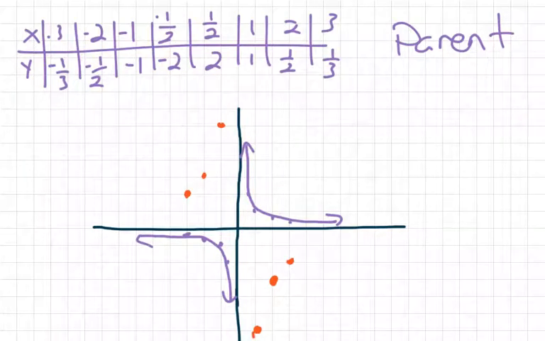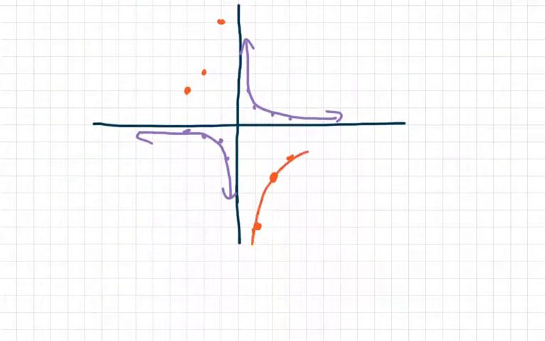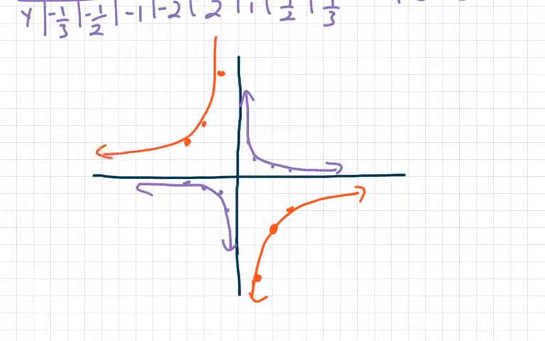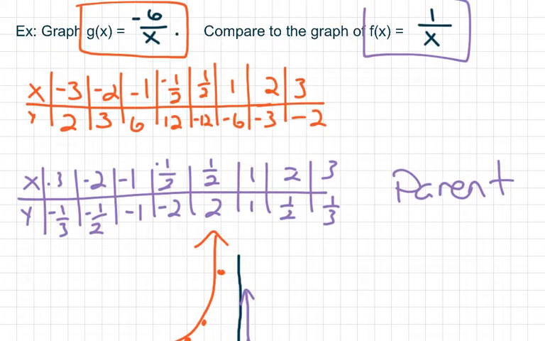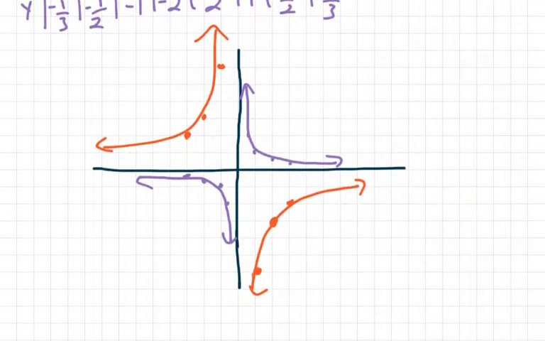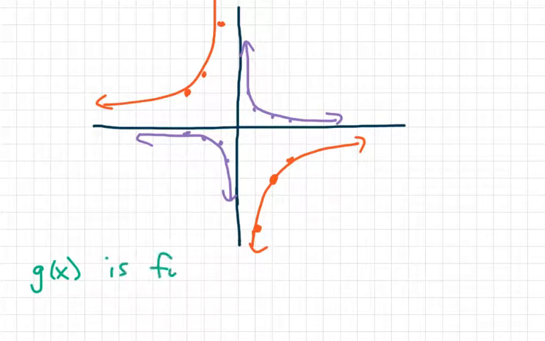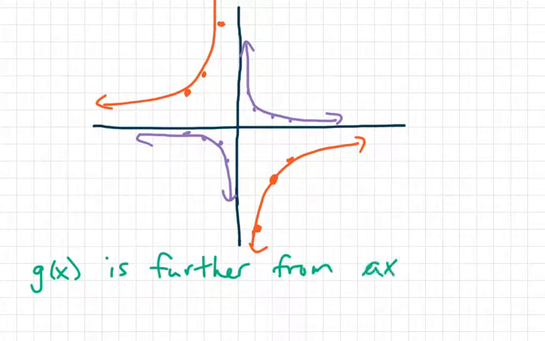So what this one looks like is, let me scroll this up, something like this. Okay, so it looks something like that. So when we compare the two, thinking about our transformations, thinking about our rules, we can make a couple of different statements. We can say that g of x is farther from the axes. Is it further or farther? I'm going to go with further. Further from the axes, x and y axis.